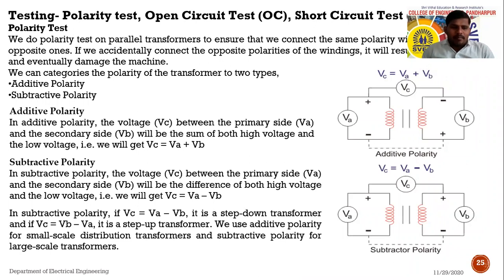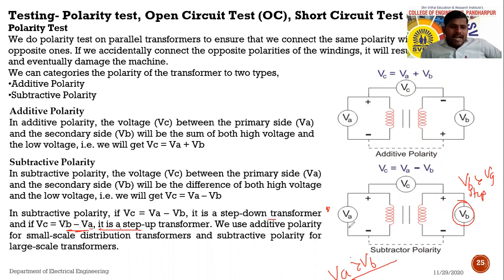See, in a subtractive polarity, VC equals VA minus VB, as I have told, and also VC equals VB minus VA, and it depends upon whether the transformer is step up or step down. In a step down transformer, VC equals VA minus VB, and if it is a step up transformer, the formula is VB minus VA. That means in step up, VB is greater than VA, and in step down, VA is greater than VB. That is nothing but step down.